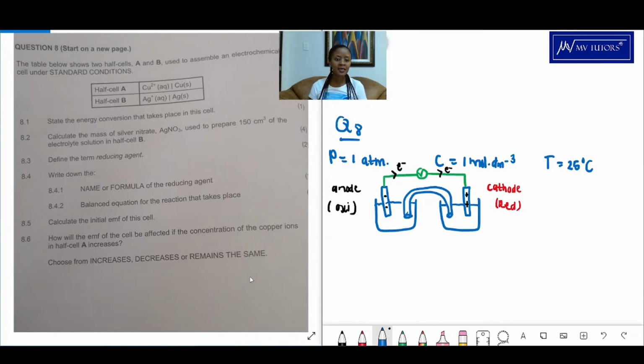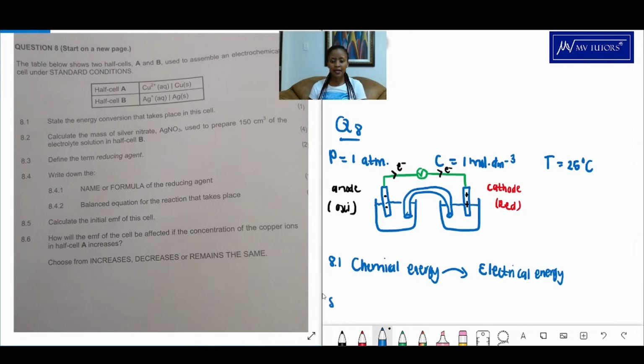State the energy conversion that takes place in this cell. 8.1. Well, with a galvanic cell, it goes from chemical energy all the way to electrical energy. That is the conversion, and it happens spontaneously. Whereas with an electrolytic cell, it goes from electrical energy to chemical energy, so you need electricity for this to start happening.